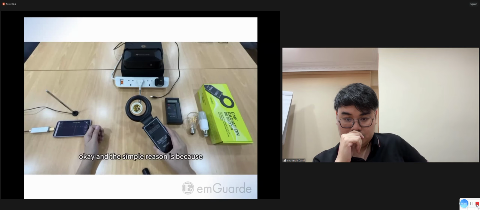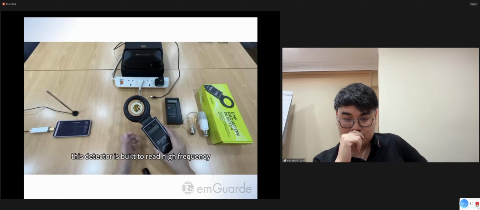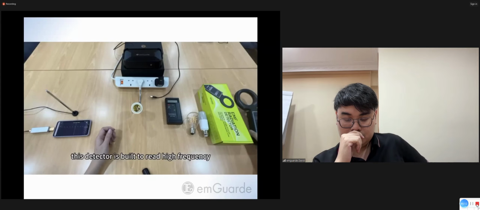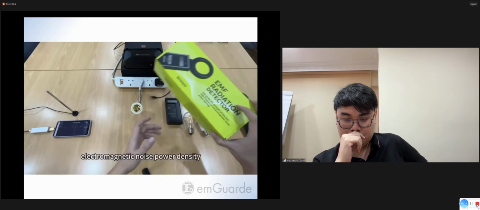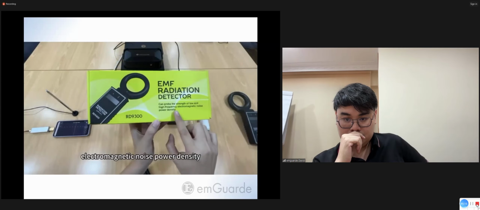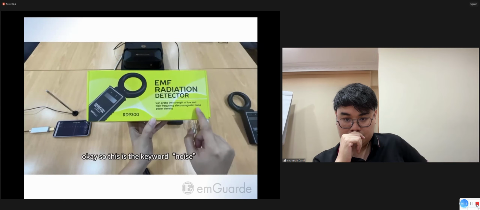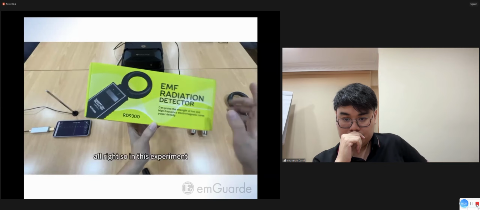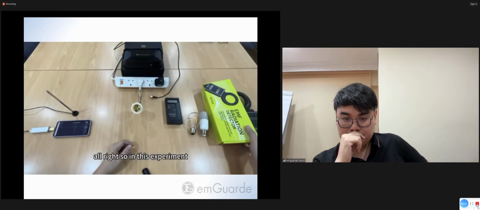And the simple reason is because this detector is built to read high frequency electromagnetic noise power density, okay? So this is the keyword, noise, all right? So in this experiment, I'm going to show you a very simple test.